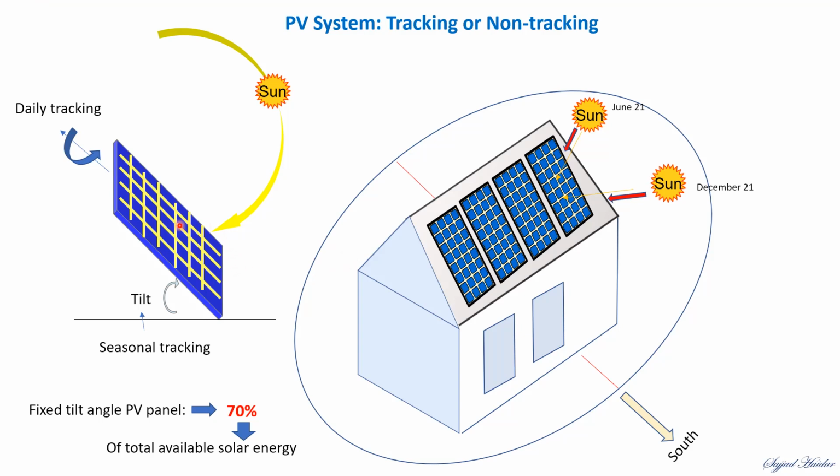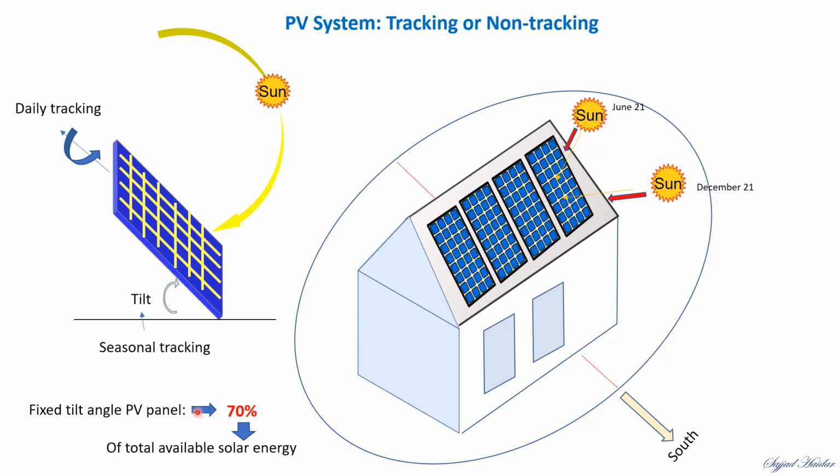If a solar panel tracks the sun daily, that is, it is rotated in accordance with the sun's position, another kind of tracking is also needed. That is called seasonal tracking. In the winter time and the summer time, the sun position varies, so the tilt angle should be changed. Due to this tracking, we can utilize 100% of the available energy.